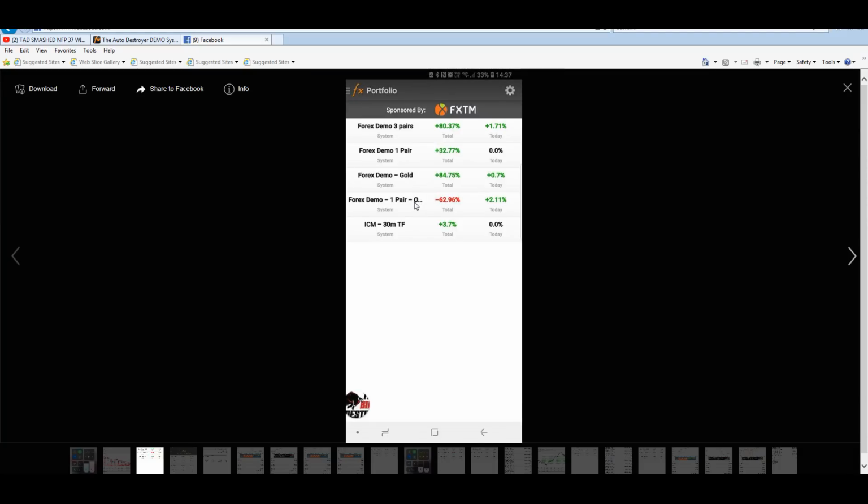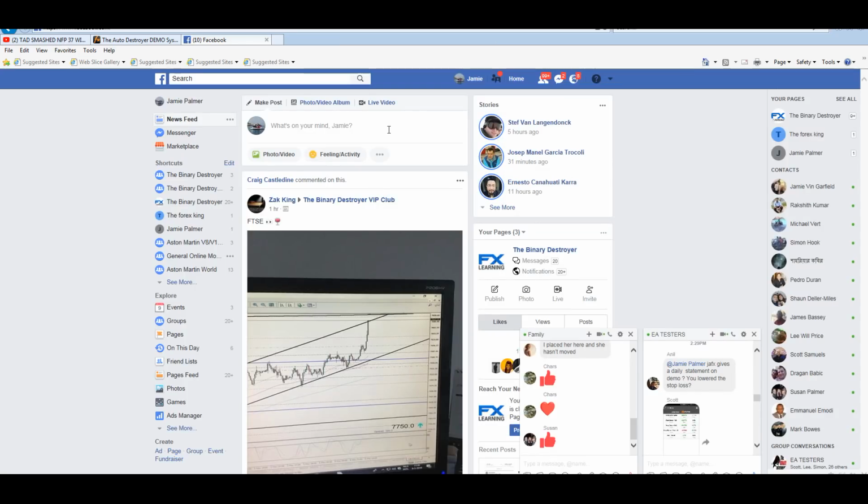That is Olander, a demo account with that broker, and that clearly didn't work. And IC Markets is up 3.7%. You can actually see that gold at the minute is performing really well with TAD. That's insane, 84%.